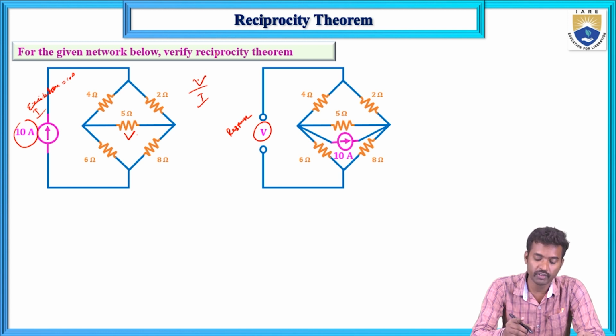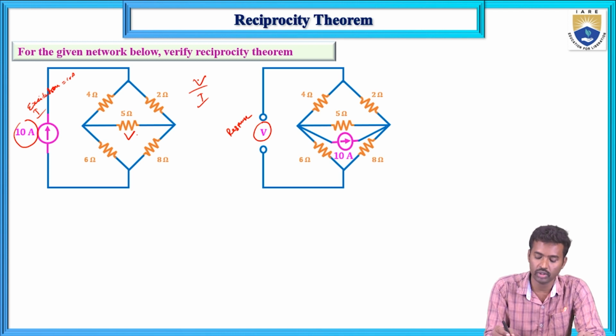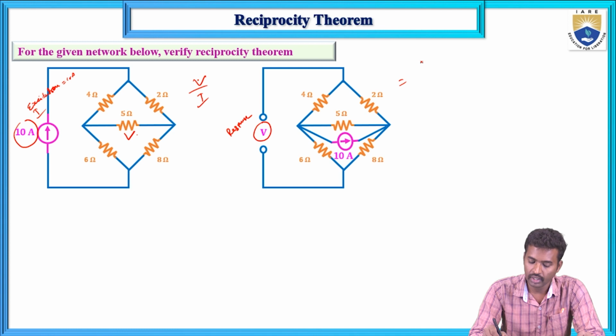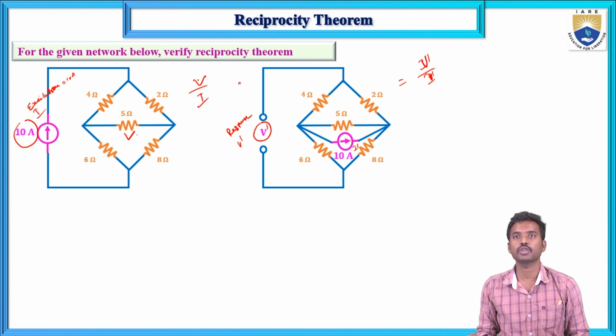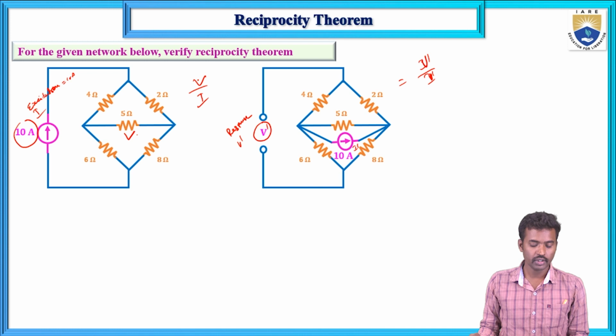Don't confuse. In the previous problem, the response is the current and the excitation is the voltage. But here a current source is given, so the excitation is the current and the response is the voltage. Now here also, this is the I dash and this is the V dash. Now this is V dash by I dash. So this ratio must be the same when the positions of response and excitation are interchanged.